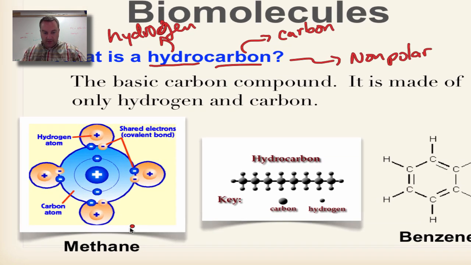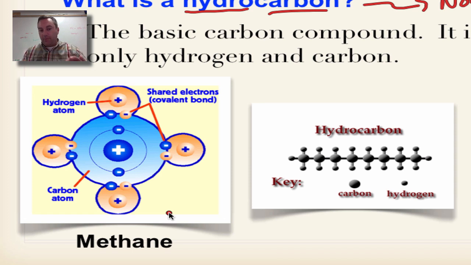Okay, so over here we have the most basic hydrocarbon in the world. It's called methane. Chemical formula is CH4. You got carbon in the middle, 1, 2, 3, 4 hydrogens.